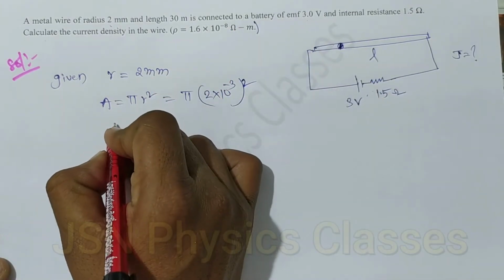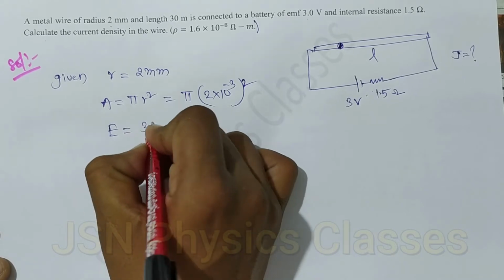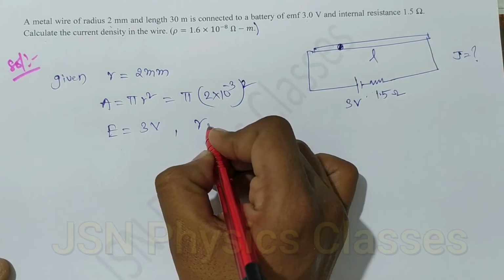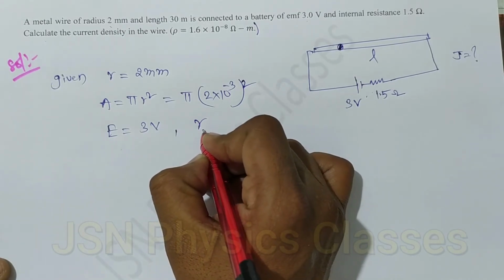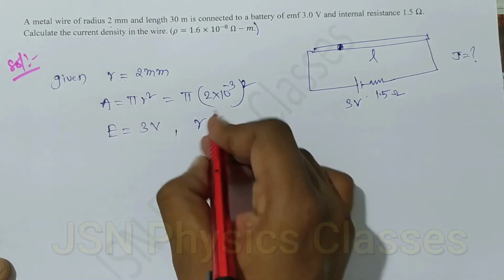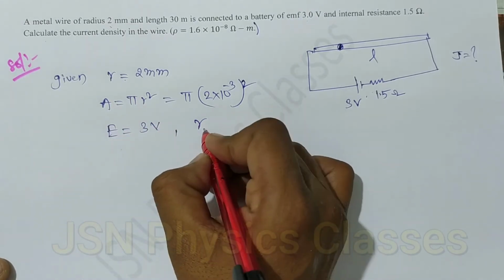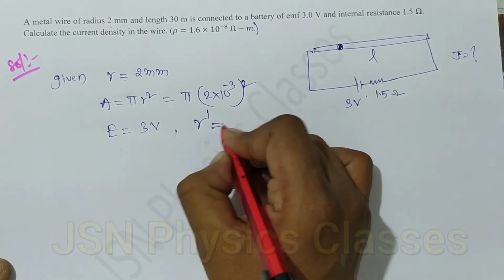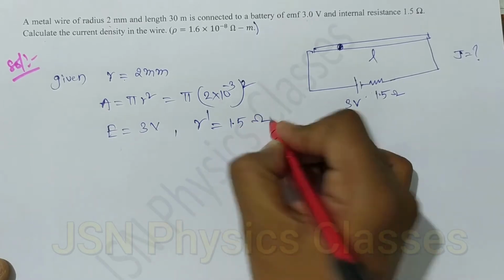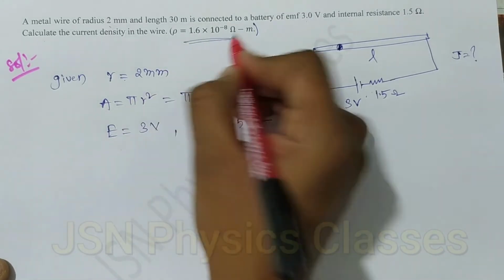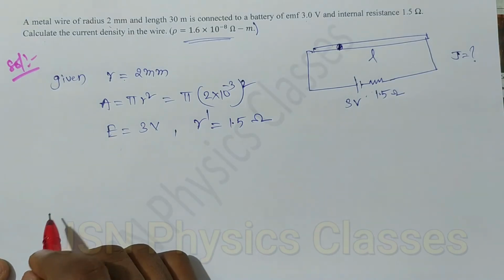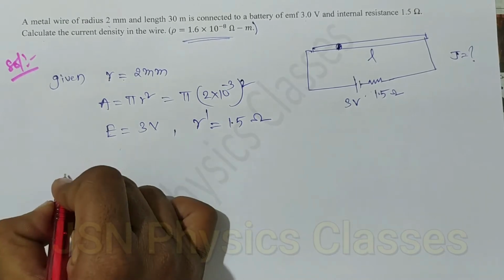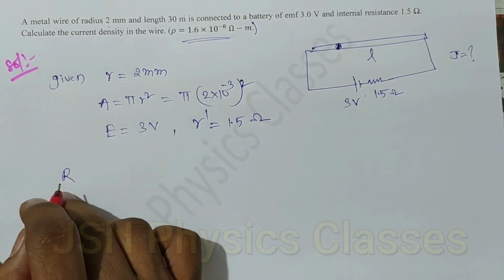The EMF E is equal to 3 volts, and let us consider the internal resistance, since here also we have a radius, so we change the term to r dash. So the internal resistance r dash is equal to 1.5 ohm, and we already know the rho value, the resistivity value. First of all, find out the resistance.